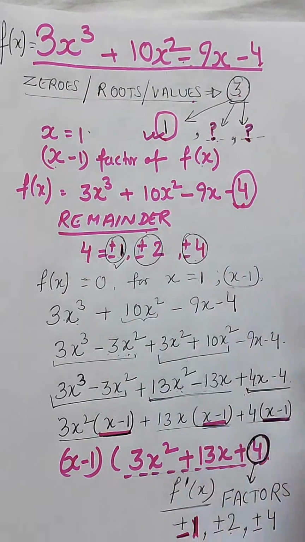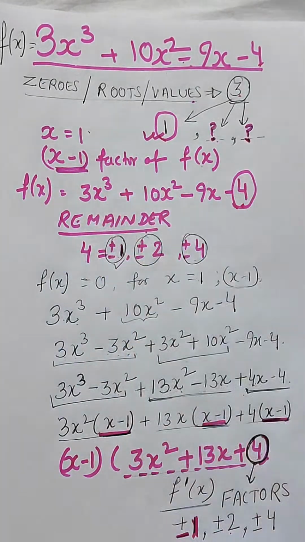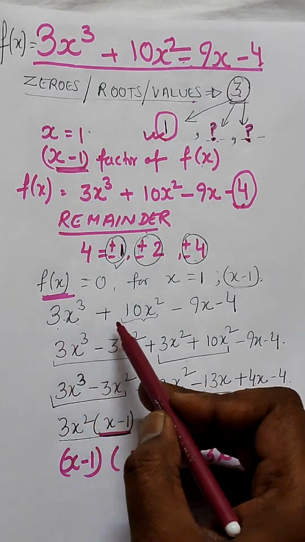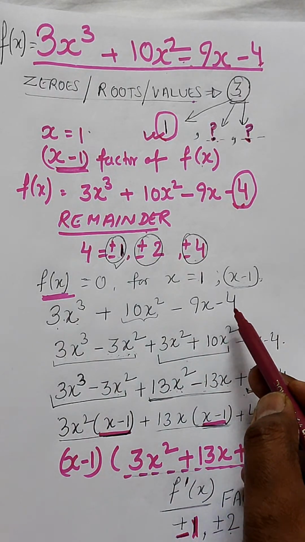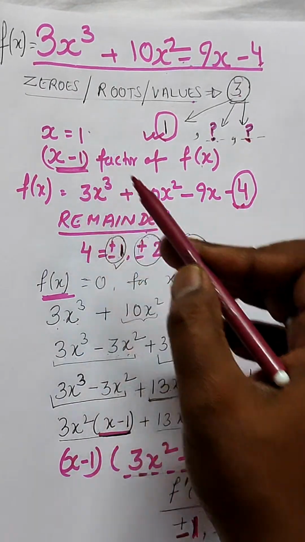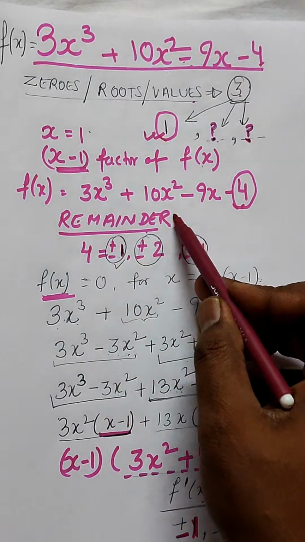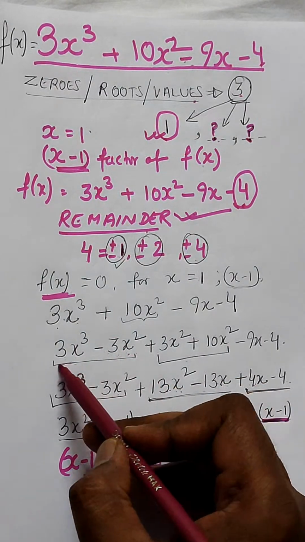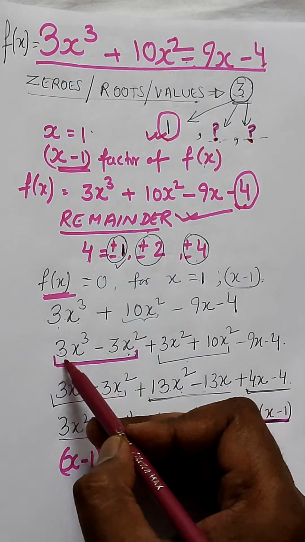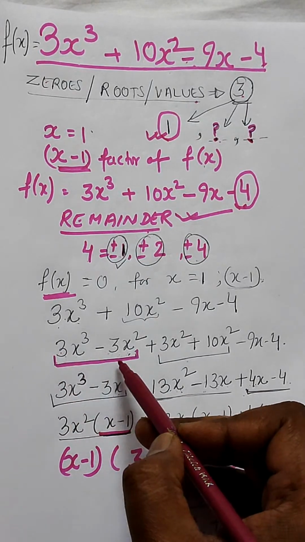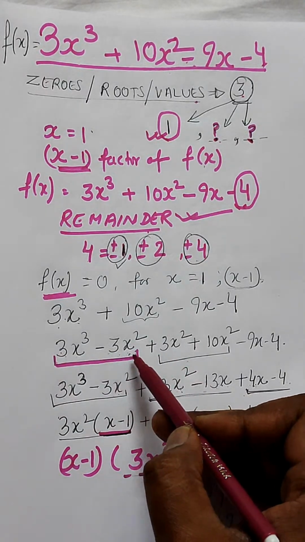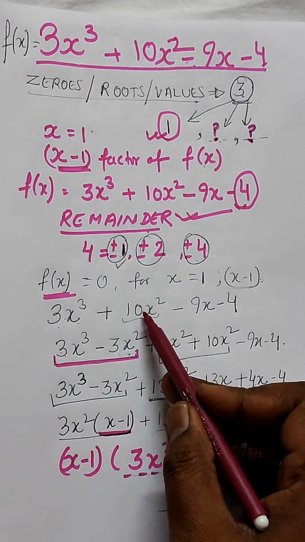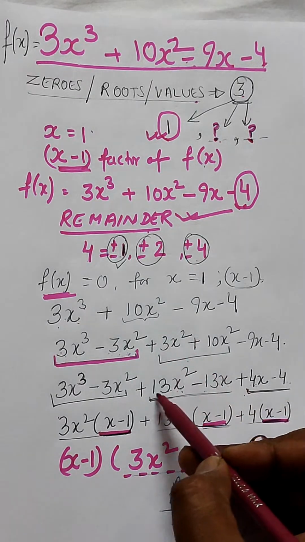So if x equal to 1, we can say x minus 1 equal to 0. From the given polynomial f x, that is 3x cube plus 10x square minus 9x minus 4, we will bring out x minus 1. How? By using the remainder theorem. We inserted minus 3x square, because from these two terms when 3x square is taken out, we are left with x minus 1. And since minus 3x square we have inserted, we have added 3x square. Earlier it was 10x square, so now it becomes 13x square.